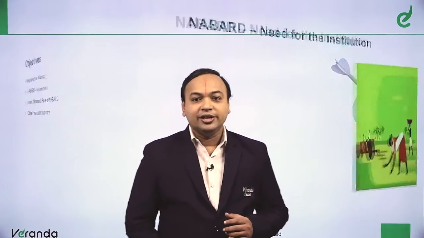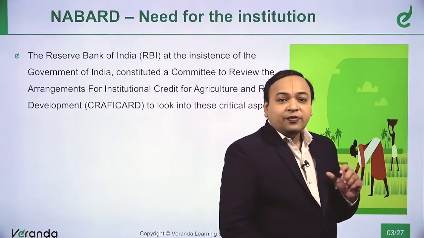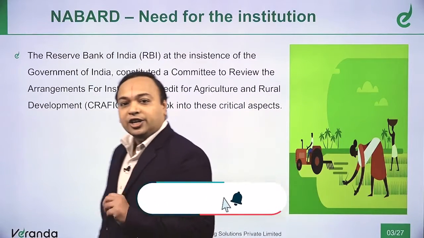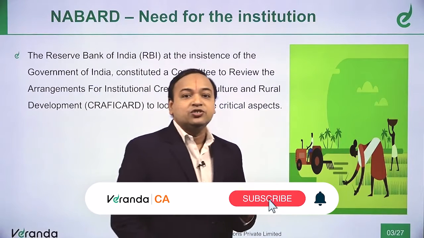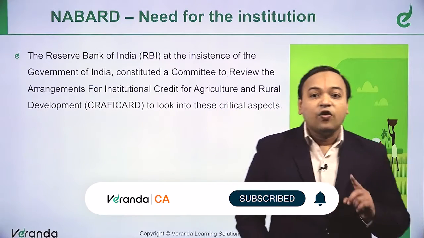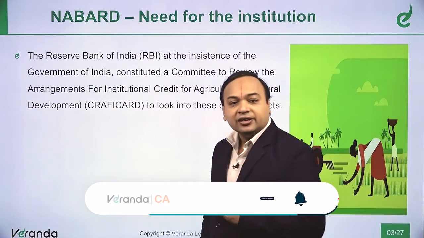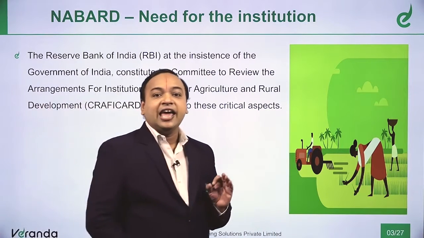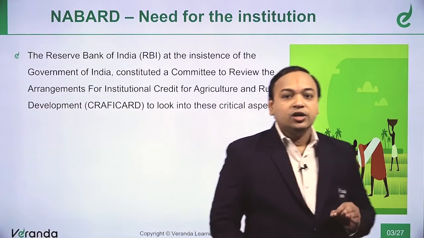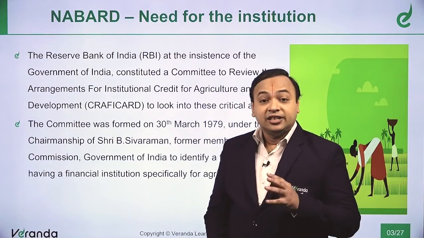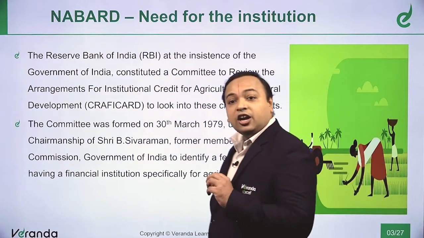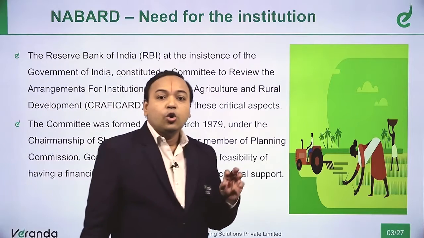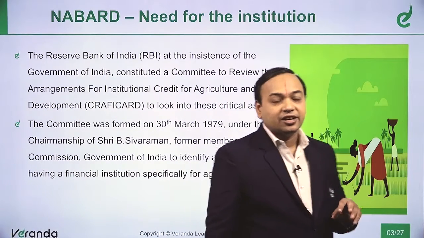Moving into this learning unit, the Reserve Bank of India, at the insistence of the Government of India, constituted a committee to review the arrangements for institutional credit for agriculture and rural development, which is called CRAFICARD, to look into these critical aspects, that is, the aspects relating to agricultural credit and supporting the farmers who are actually working in the primary sectors.